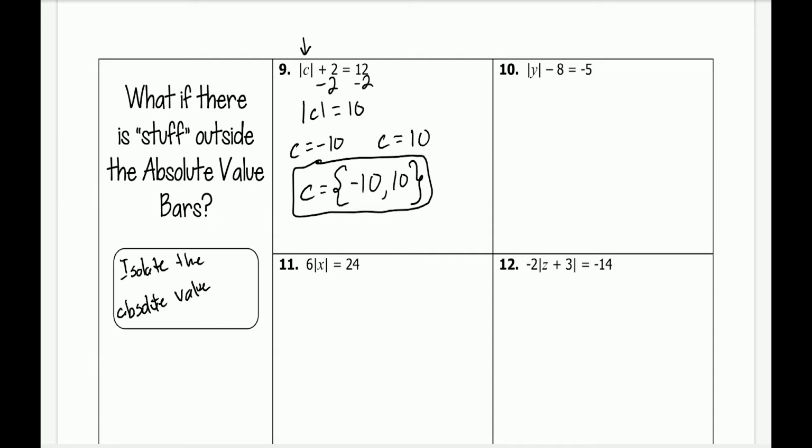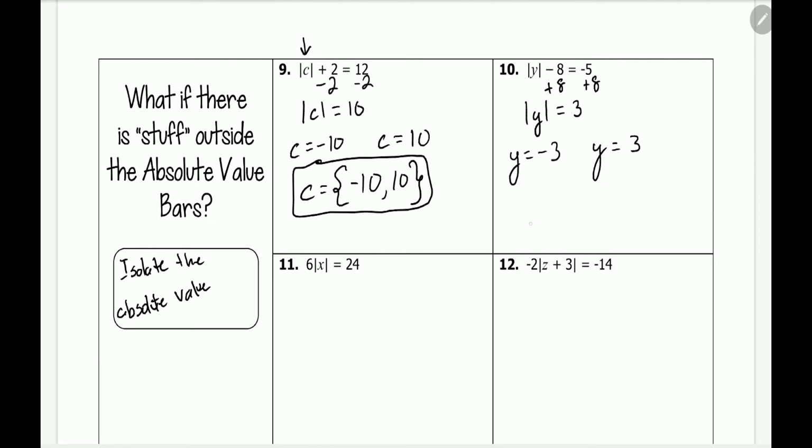Very first step, we have to isolate the absolute value. So we have to add 8 to both sides. We have the absolute value of y is equal to negative 5 plus 8, which is positive 3. We take whatever's inside the absolute value, which is y. Then we go over to the other side of the equal sign. It's a 3. So we're going to have negative 3 and positive 3.